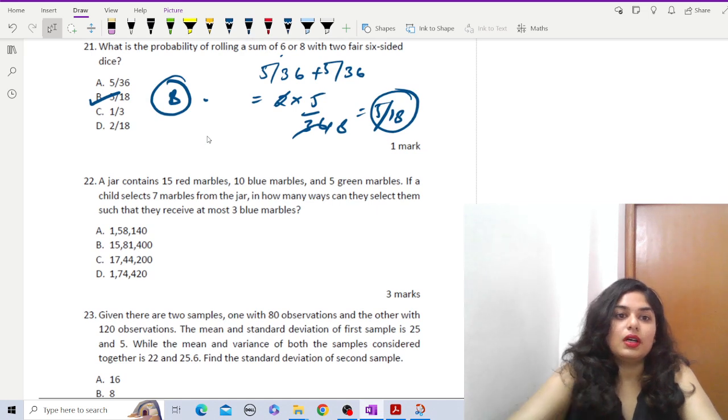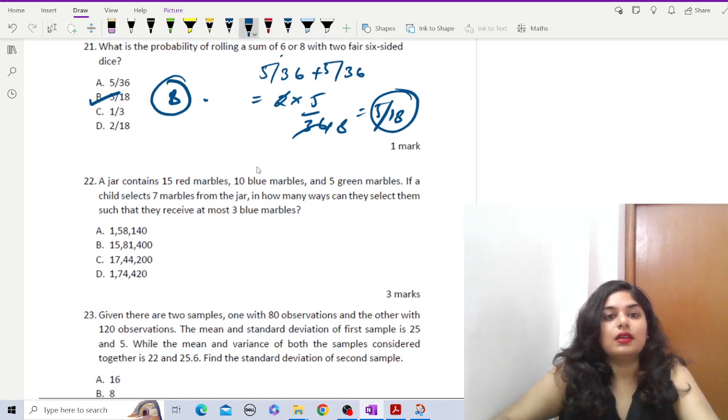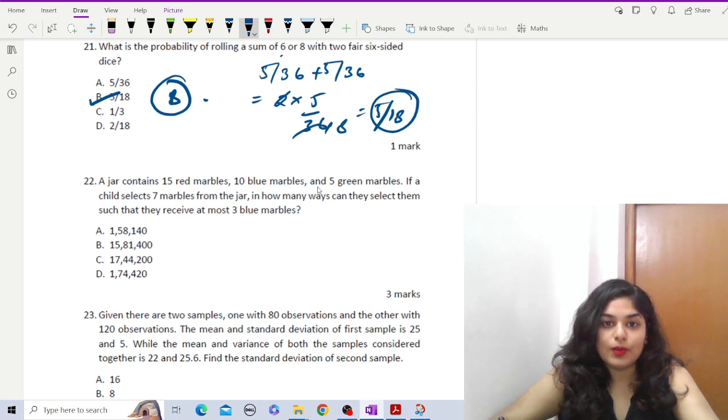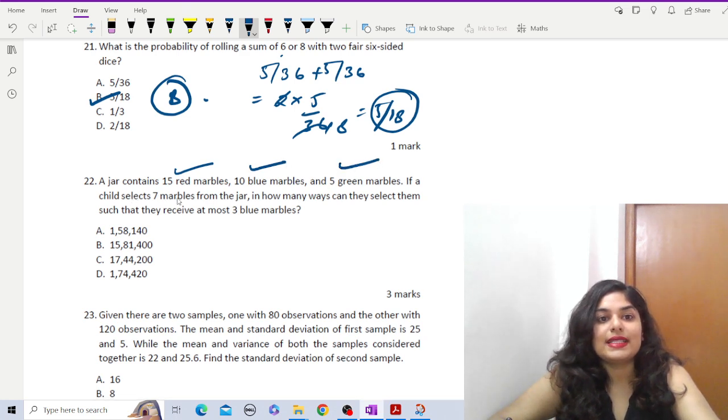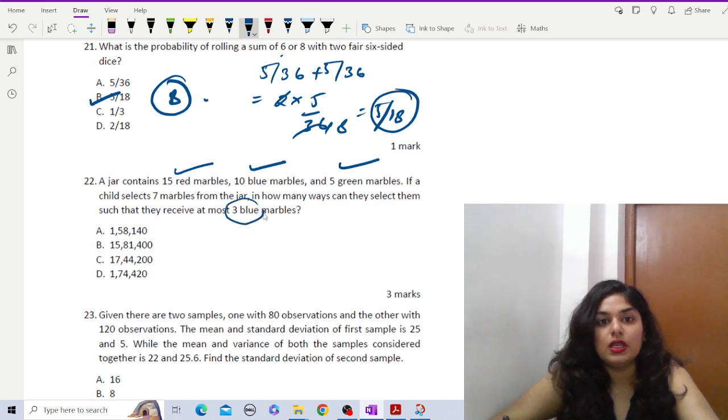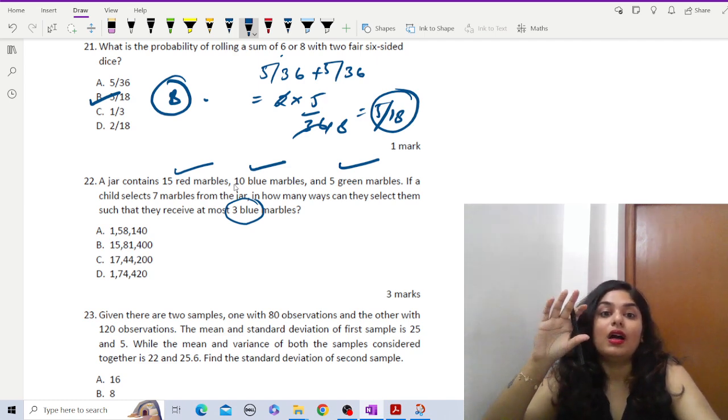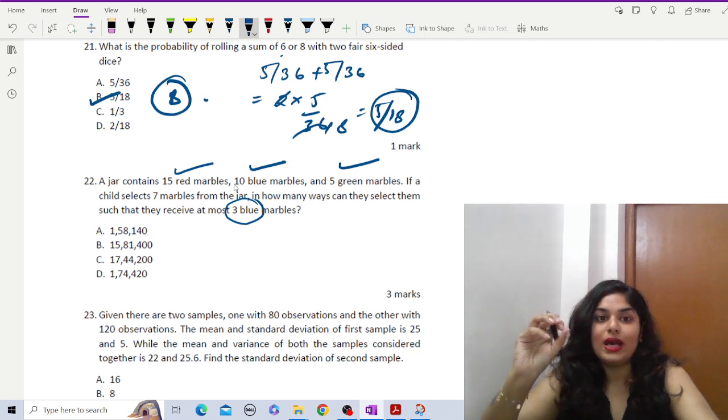Next question. A jar contains 15 red marbles, 10 blue marbles, and 5 green marbles. If a child selects 7 marbles from the jar, in how many ways can they select them such that they receive at most 3 blue marbles? At most means 3 and less. So 0 blue marbles, 1, 2, 3.